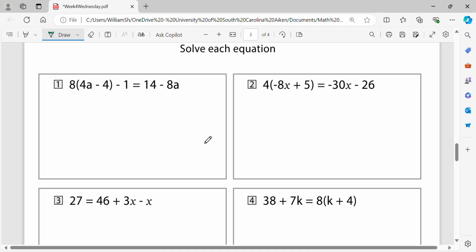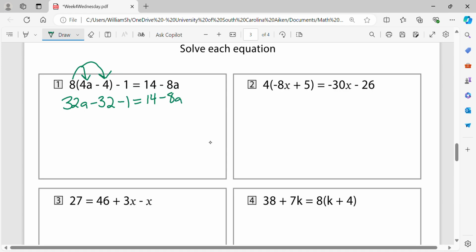So in this first equation here, I'm going to simplify the left-hand side of the equation. The right-hand side of the equation is as simple as it can be for the time being. But the left-hand side can be simplified. The first thing I'm going to do is distribute this 8 into the parentheses. 8 times 4a is going to give us 32a, and 8 times negative 4 is going to give us negative 32. I still have to account for that minus 1, and I have to account for the other side of the equation as well, so I'll rewrite that.